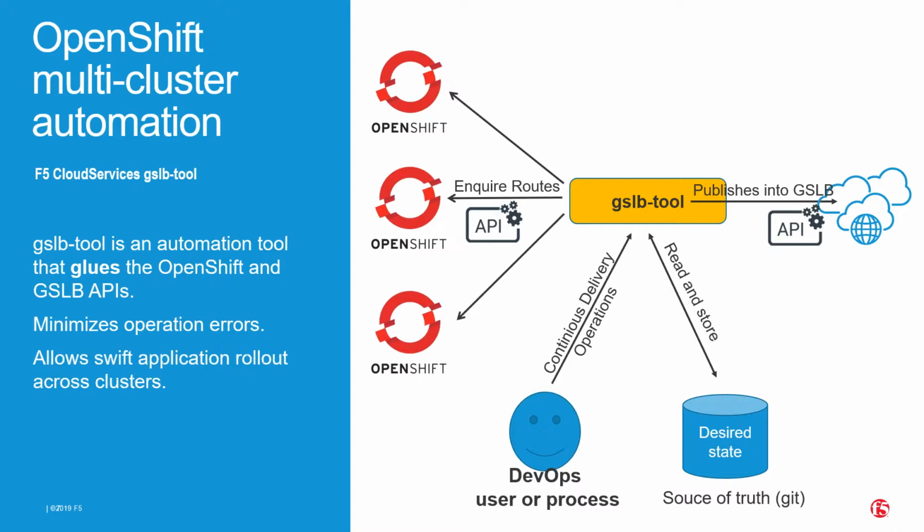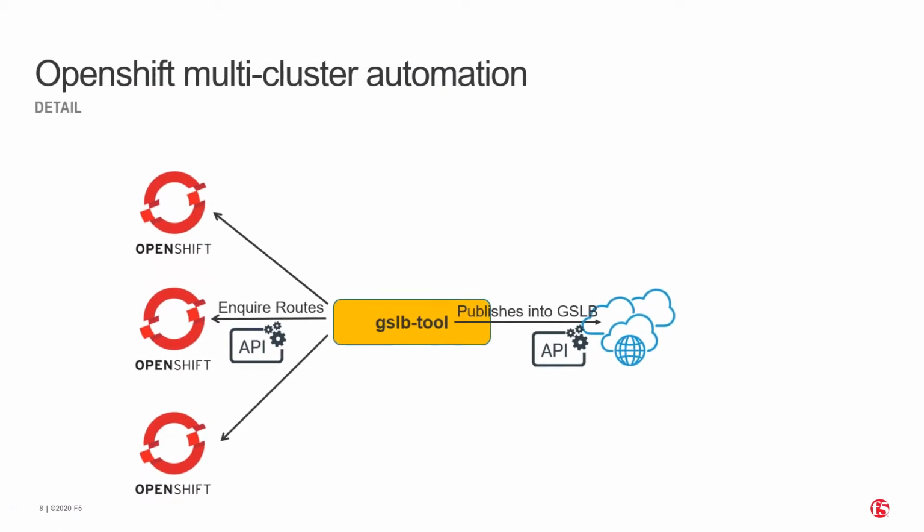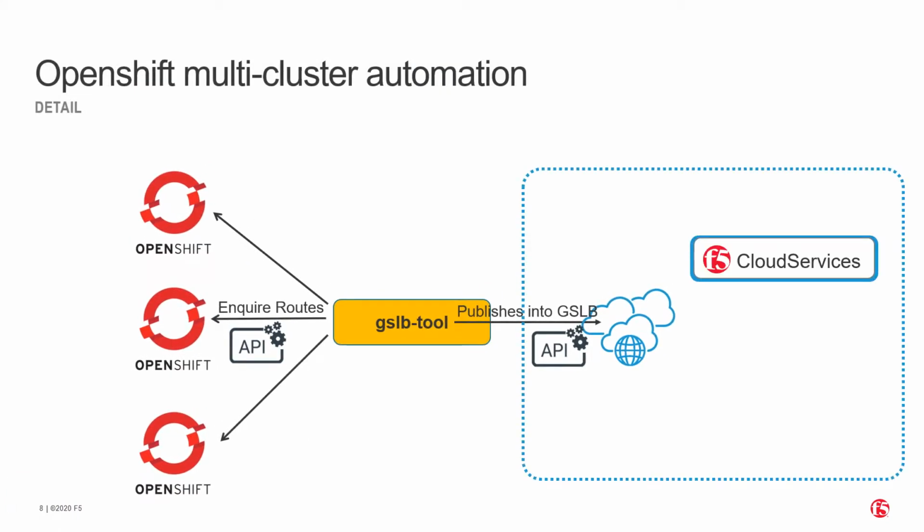In this particular scenario, we have 3 OpenShift deployments. And let's assume, for example, that these are 3 different OpenShift deployments running the same applications, but in 3 different sites. And so we need to load balance between these different sites. The GSLB tool kind of glues together the GSLB APIs. So it makes sure that your continuous delivery operations, whether that's an individual doing DevOps type processes or a DevOps process, and then you also have your source of truth, which is, in this case, GitHub.